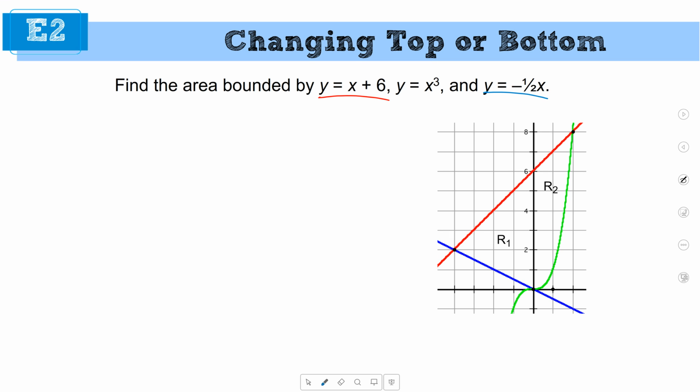I've done some of the work for you already in that I showed you that you have to split this area into two different regions. Why two different regions? Because you have different tops or bottoms. Okay, so let's set up an integral for R1 first.